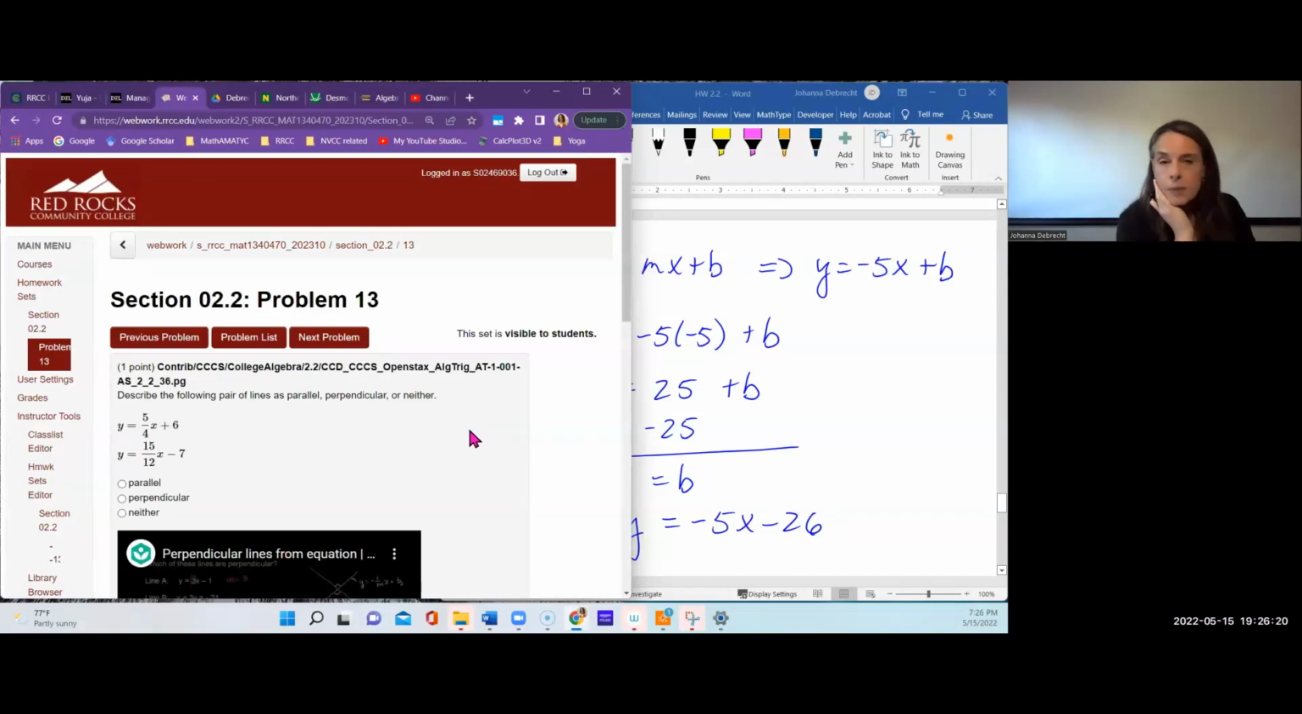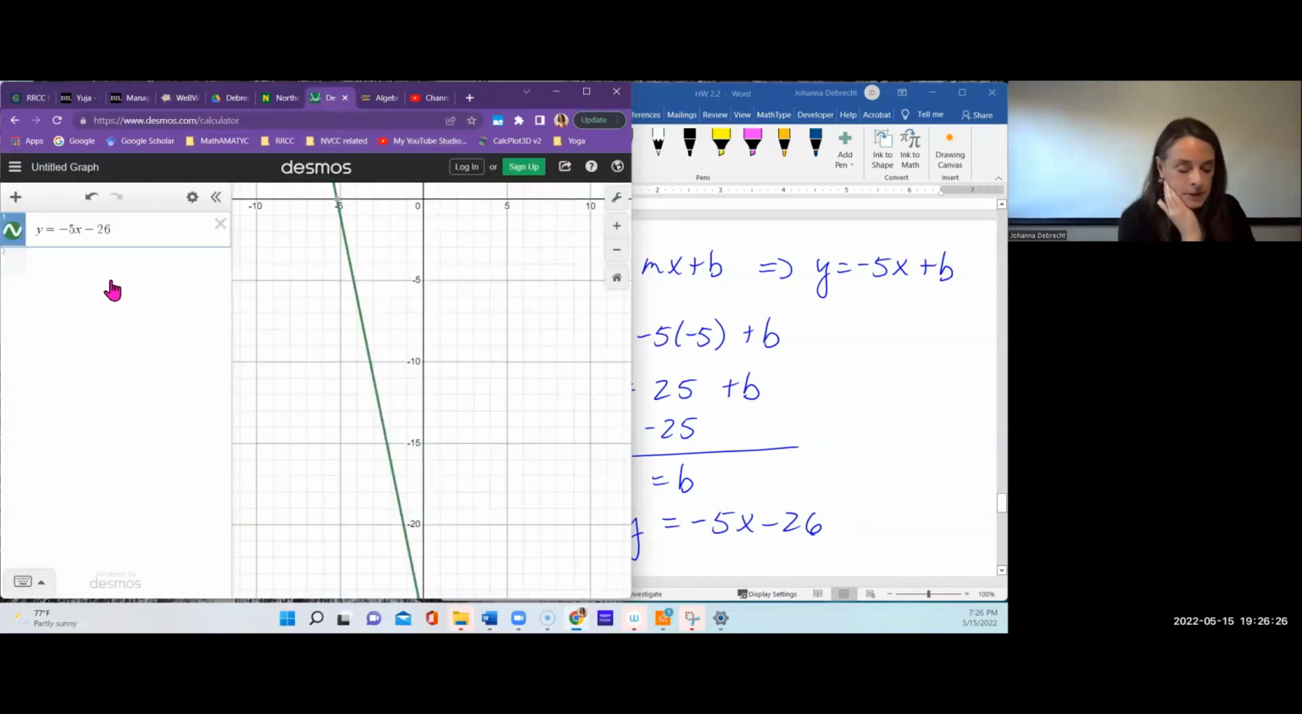Now we want to talk about parallel lines, perpendicular lines, and neither. Let's use the previous problem to demonstrate. On this one, I'm going to turn the line to a different color so it shows up better. Let's make it blue. Now, how do I know that a line is parallel? Parallel lines have the same slope, but different y-intercepts.